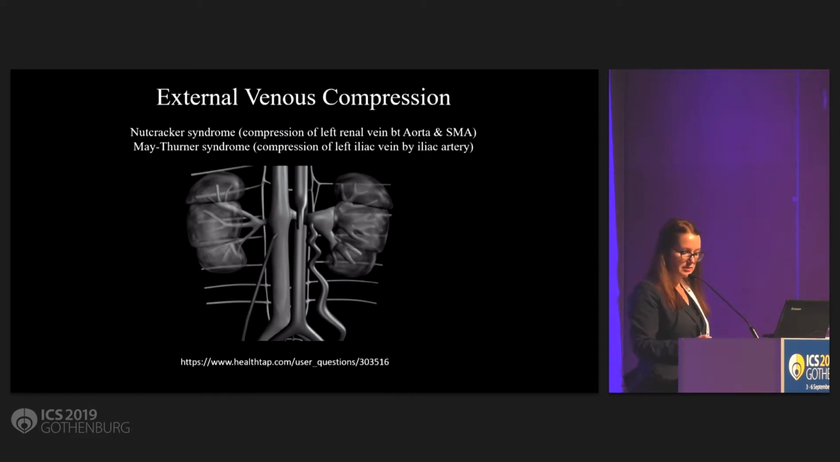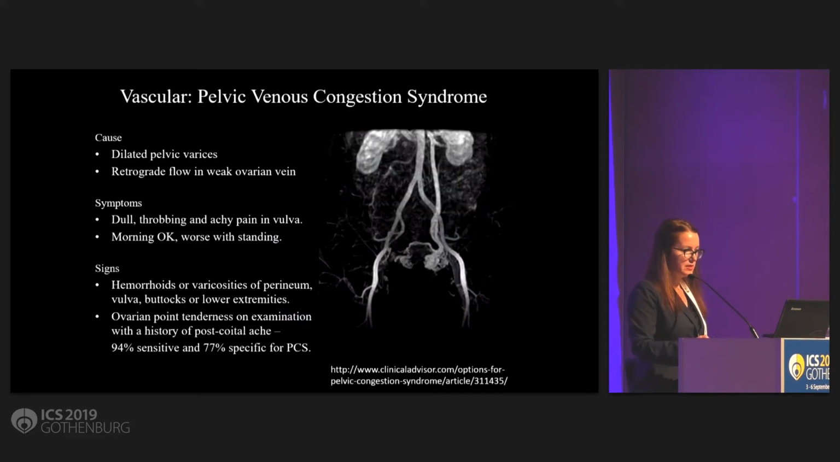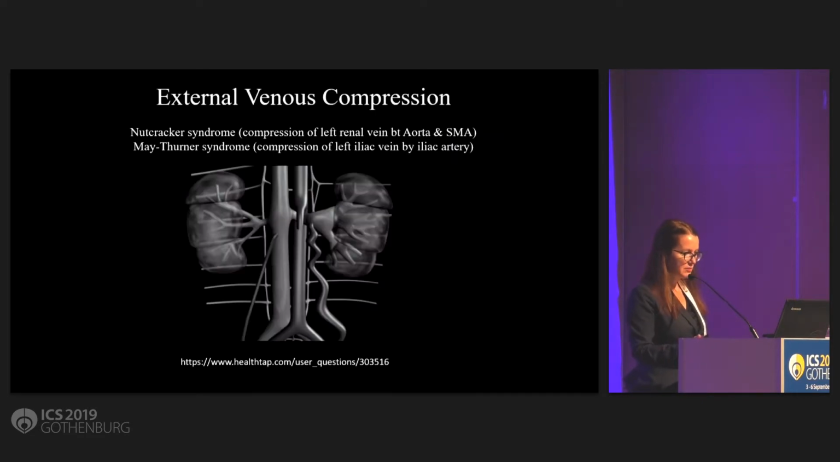Variants on this theme include: the trouble with pelvic venous congestion is more trouble with the valves in the ovarian vein, but you can also have external venous compression, such as nutcracker syndrome, which is pictured here, and that is compression of the left renal vein between the aorta and the SMA, or May-Turner syndrome, which is compression of the left iliac vein by the iliac artery.